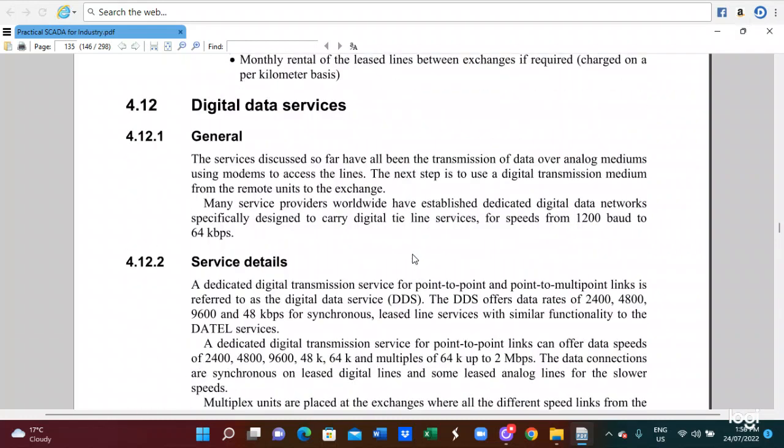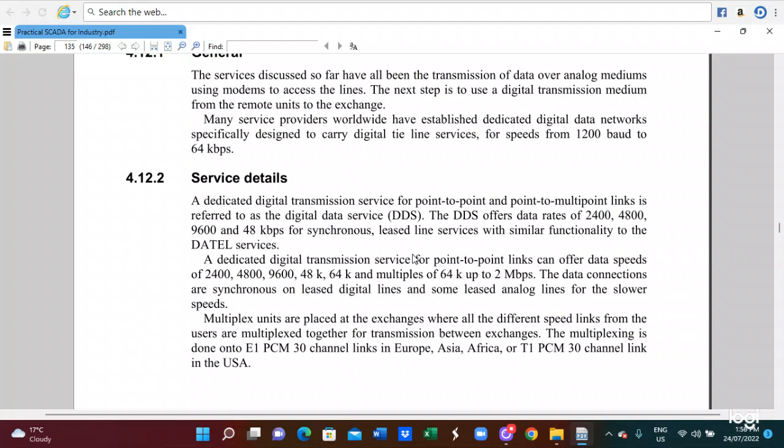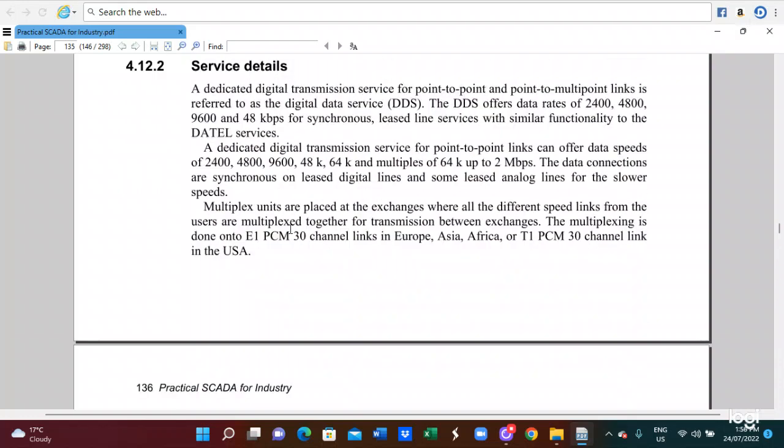Also the digital data service includes the service detail. So the digital data transmission service for the point to point and the point to multipoint layers. The value is the digital data service, DDS. The DDS offers data rates of 2,400, 4,800, 9,600, and 48 kilobytes per second for synchronous leased line service, with similar functionality to the detail service. So this is a service detail.